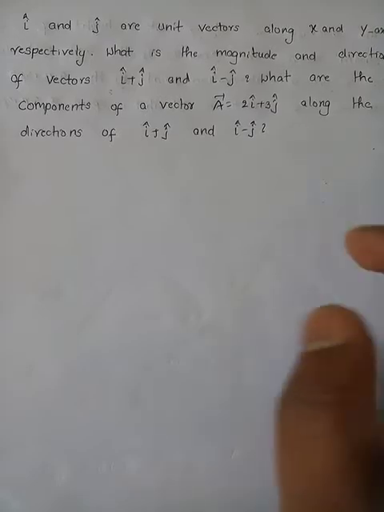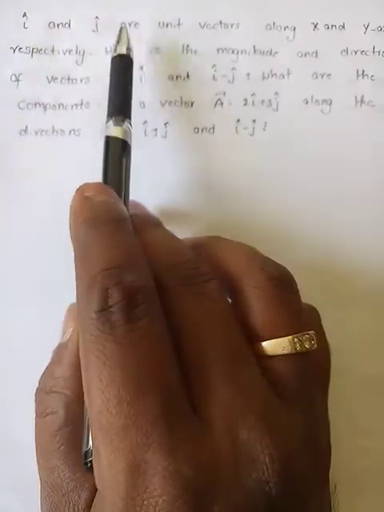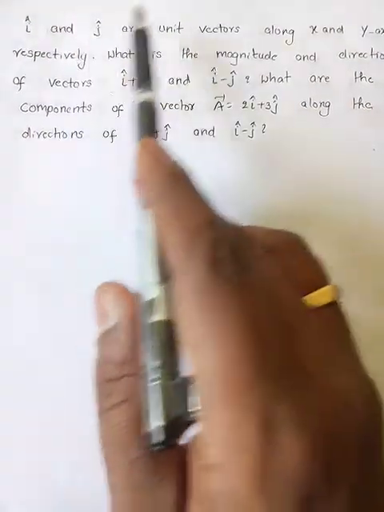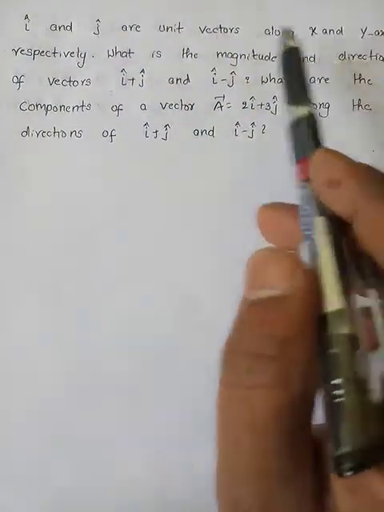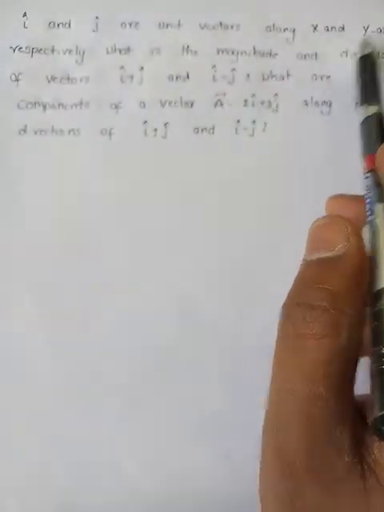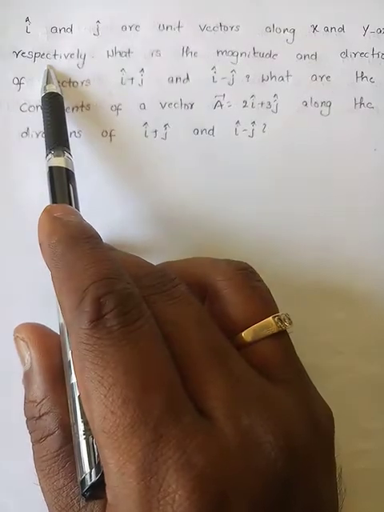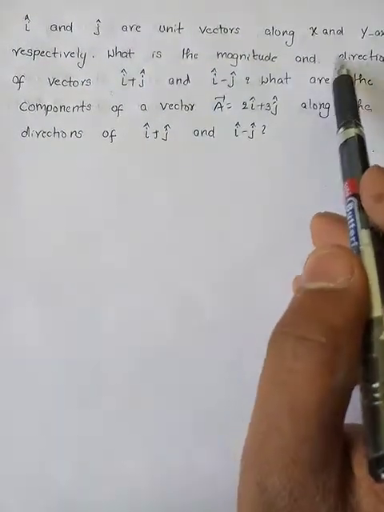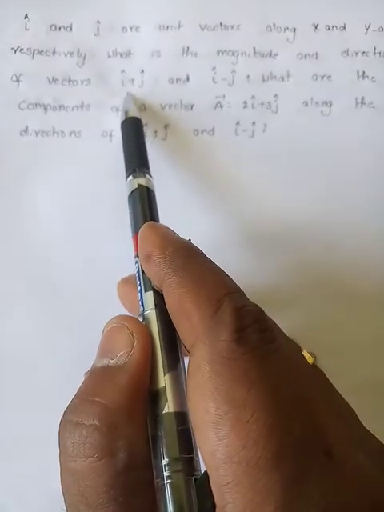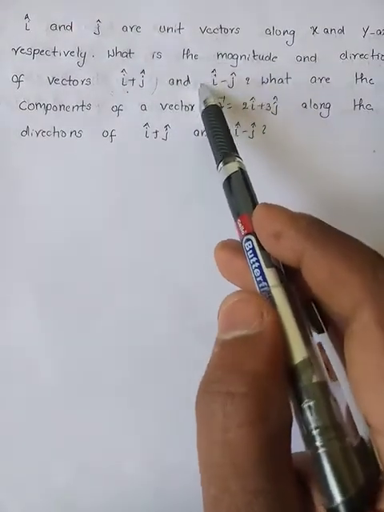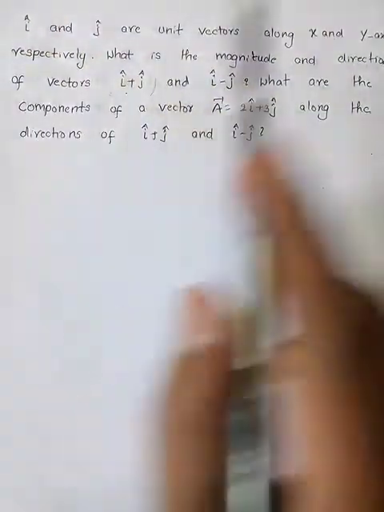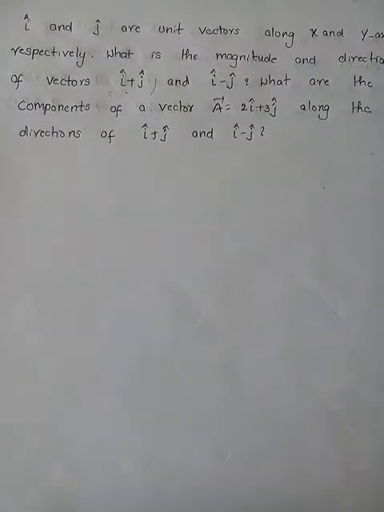So, this question, let us see that. What they are saying is that i cap and j cap are unit vectors, as we know. I bar represents unit vector along x axis, j bar represents unit vector along y axis. The same thing they are going to convey. I cap and j cap are unit vectors along x and y axis respectively. What is the magnitude and direction of vectors i cap plus j cap and i cap minus j cap? So, we should calculate addition of these two unit vectors and subtraction of two unit vectors.